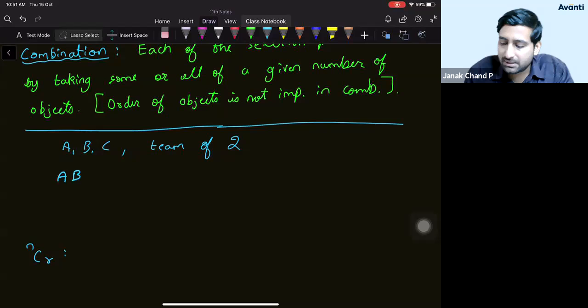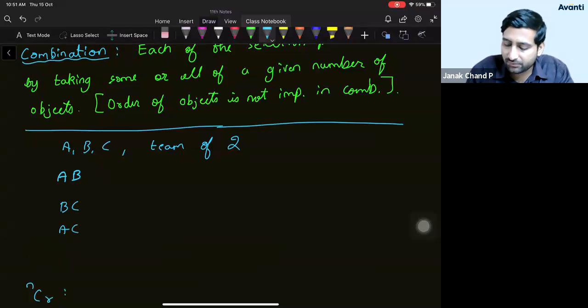Then I can pick B and C, option number 2. And then finally, students, I can pick A and C, that is option number 3. So these are the three ways of picking two.